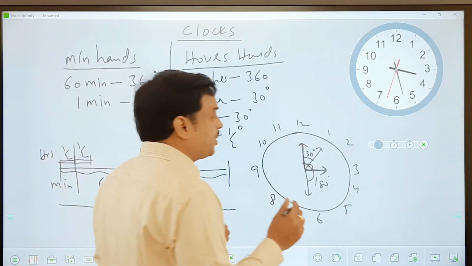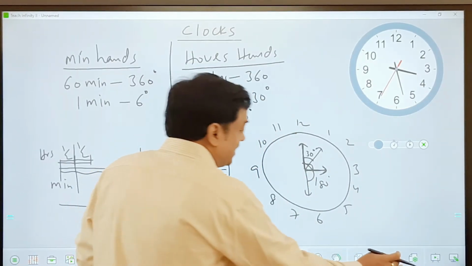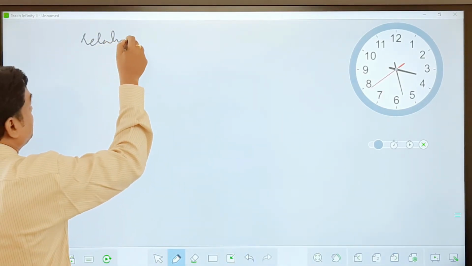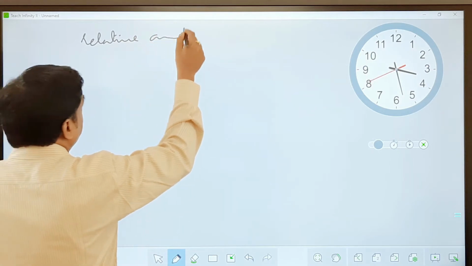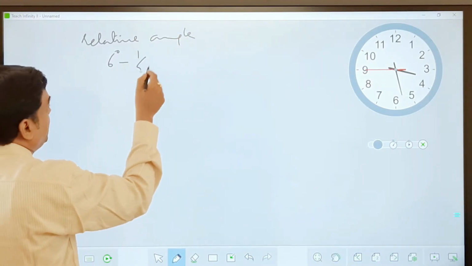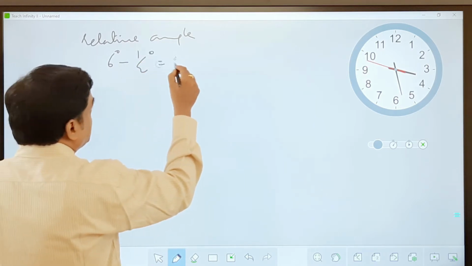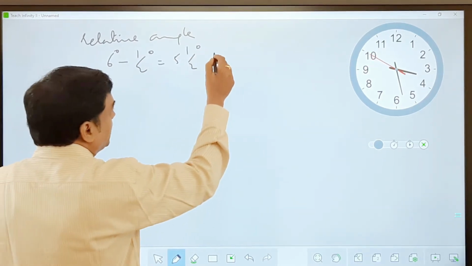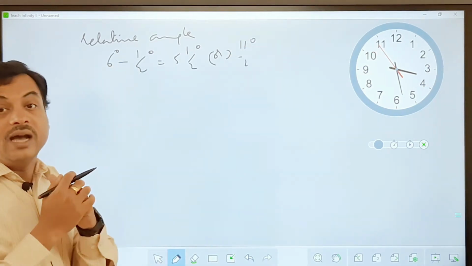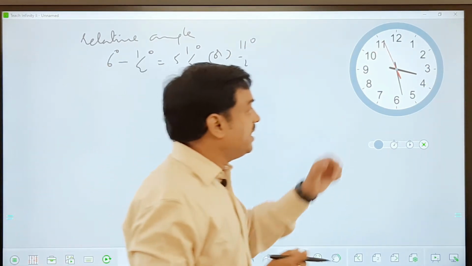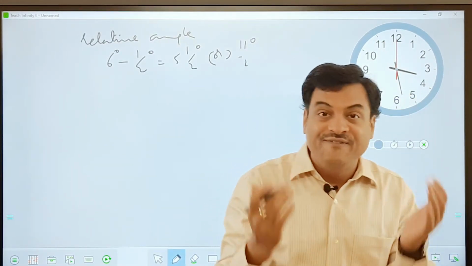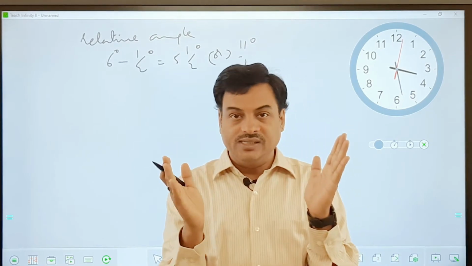So there is a concept called relative angle, and it is something like this. A relative angle means 6 degrees by the minute's hand minus half a degree by the hour's hand, and this is taken as 5.5 degrees or 11 by 2 degrees of angle. So what you can understand is that the gap between the hour's hand and the minute's hand will increase every minute by 5.5 degrees.